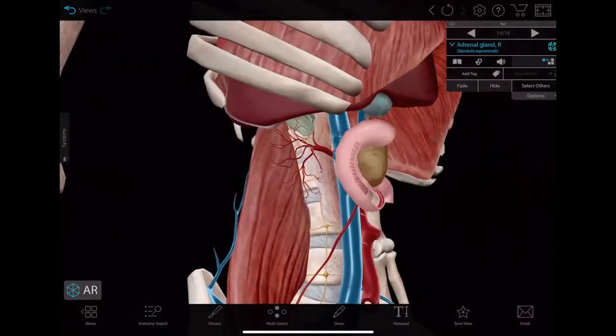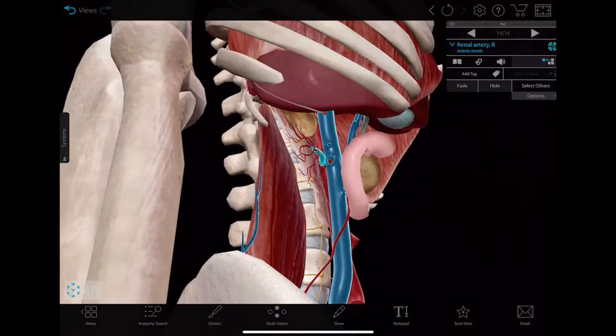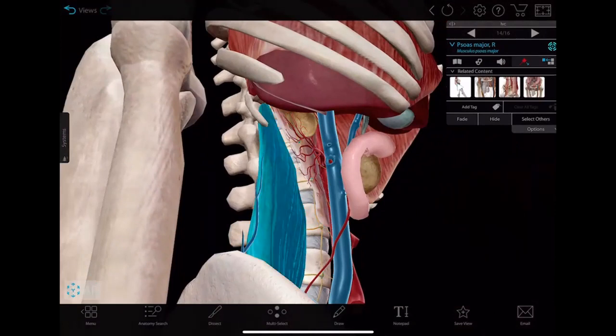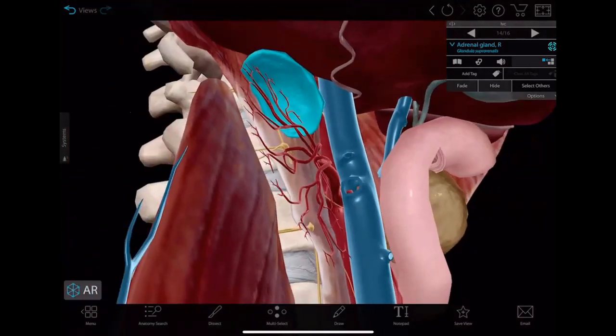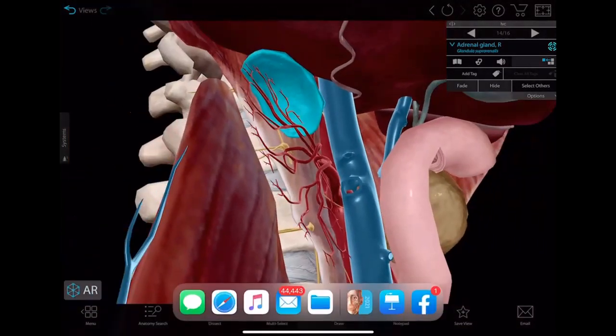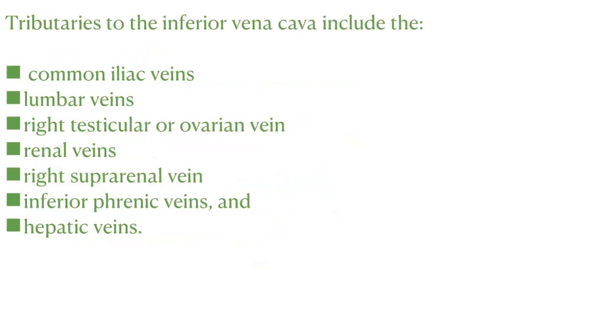You see, so this is IVC. Renal artery is posterior, sympathetic chain is posterior. See, this is the sympathetic chain, and psoas major is posterior. Suprarenal gland is posterior. You can clearly see that. So the anterior and posterior relations are thus visualized. Coming to the tributaries of the inferior vena cava: common iliac veins, lumbar veins, right testicular or ovarian vein, renal veins, right suprarenal vein, inferior phrenic veins, and hepatic veins.